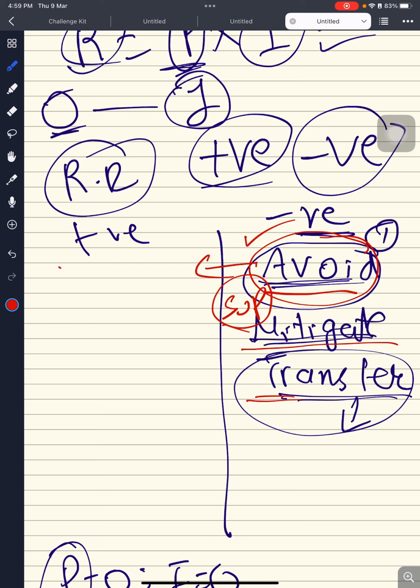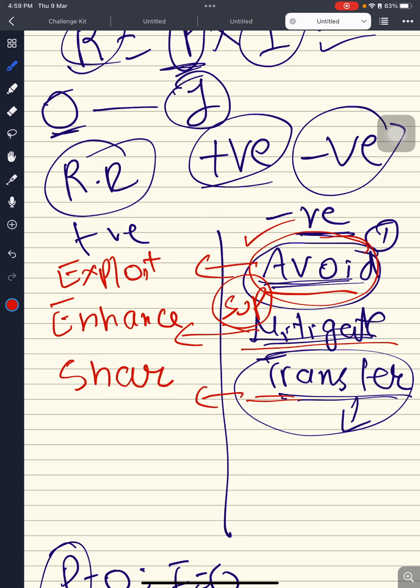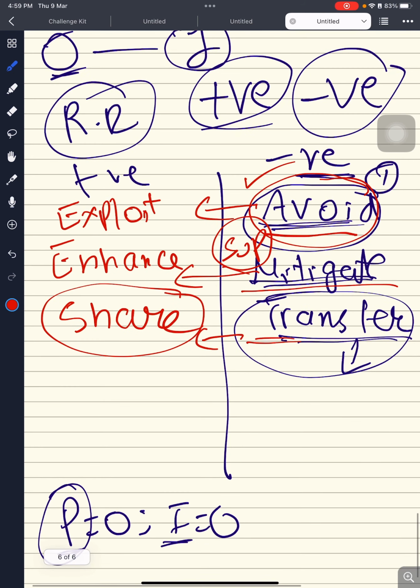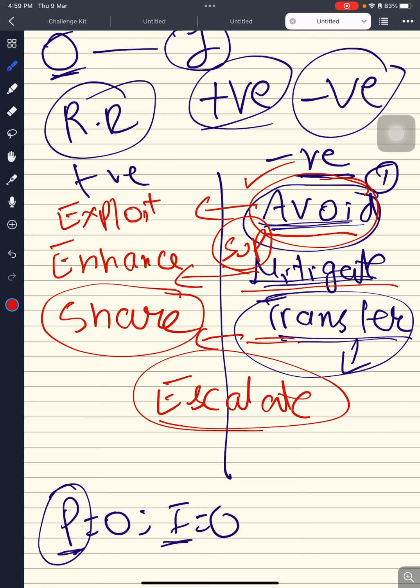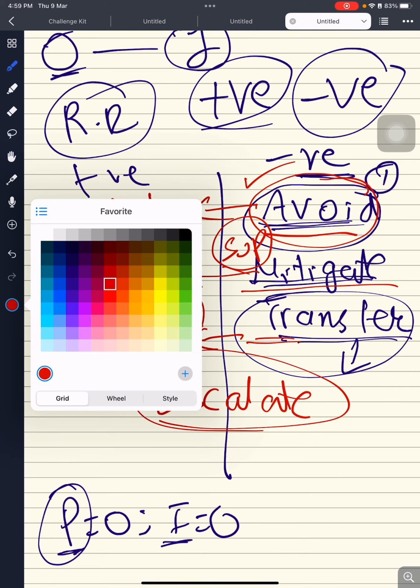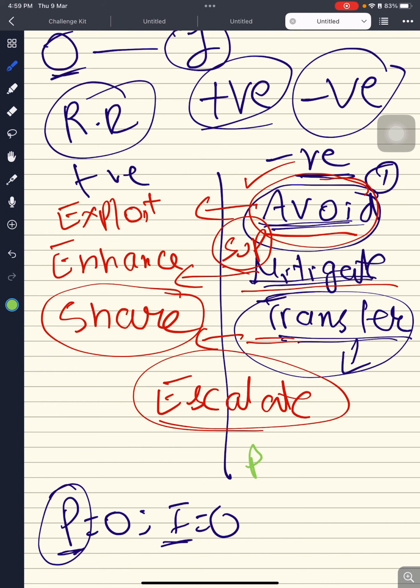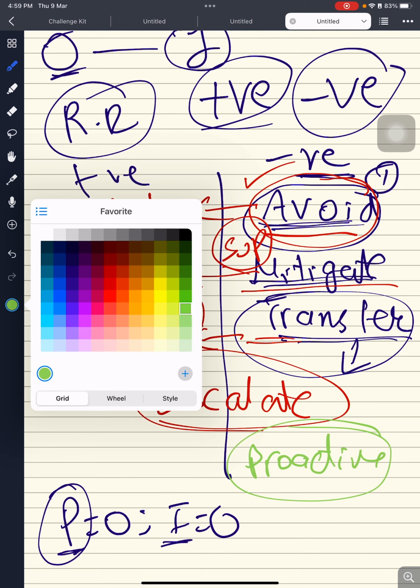For the positive, for avoid, we have exploit. For mitigate, we have enhance. And for transfer, we have share. Sharing is like buying a Bitcoin or a property and sharing it among parties. We also have escalate when something goes out of our range. We escalate it to that. All these strategies are considered as positive strategies, proactive strategies. Like you make these strategies even before the risk actually occurs.